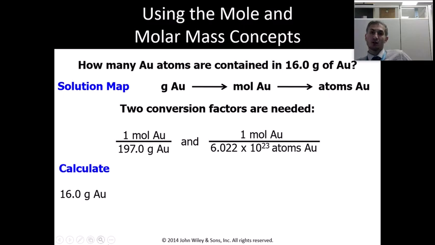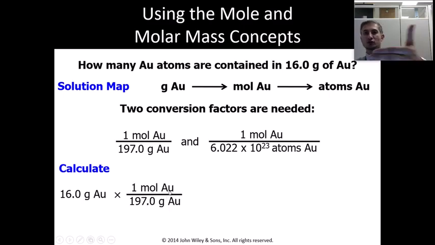We start with 16 grams. Grams should be written on the bottom, and on the top we should write 1 mole. Grams and grams cancel out. So we have right now moles. But the question says how many atoms? How many gold atoms? Right now we need to convert moles to gold atoms.